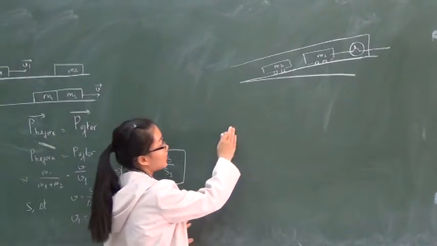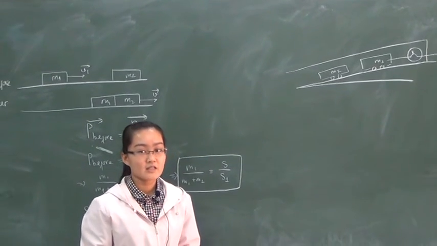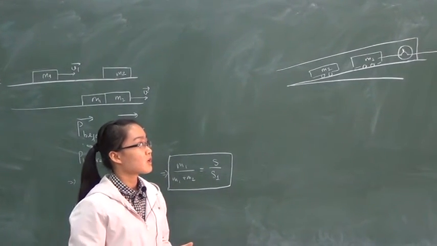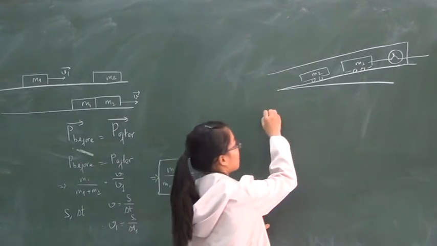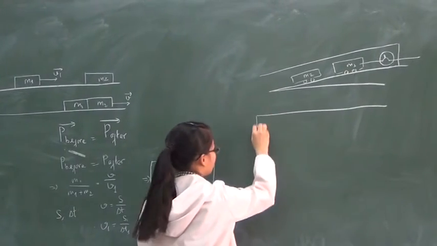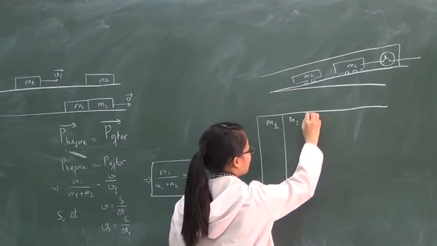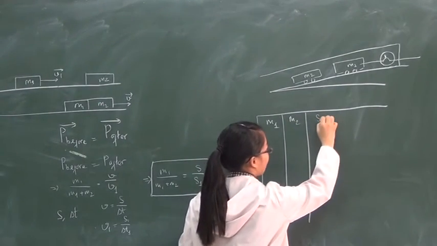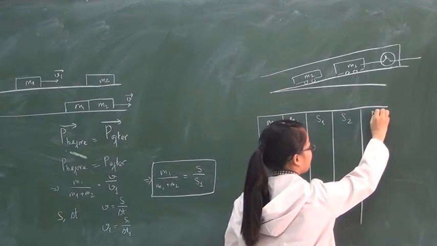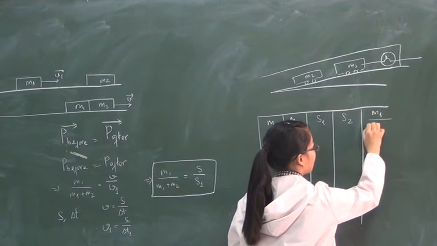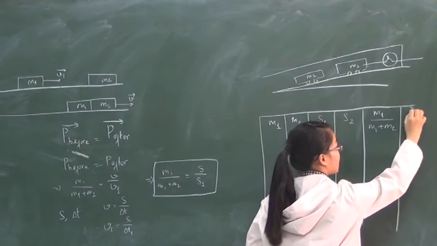And I will discuss the experimental process with students and then ask them to do the experiment several times to take the data and fill in the table. This is m1, m2, s1, s2, and we calculate the ratio m1 over m1 plus m2 and s over s1.